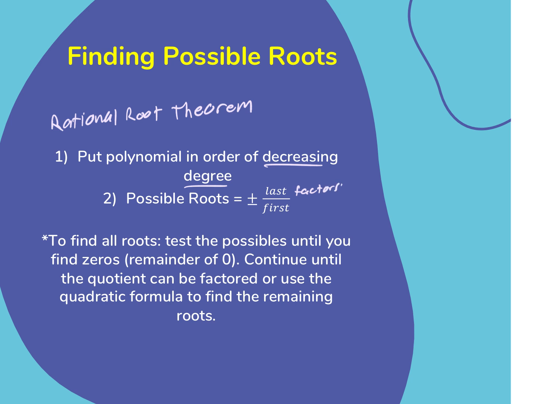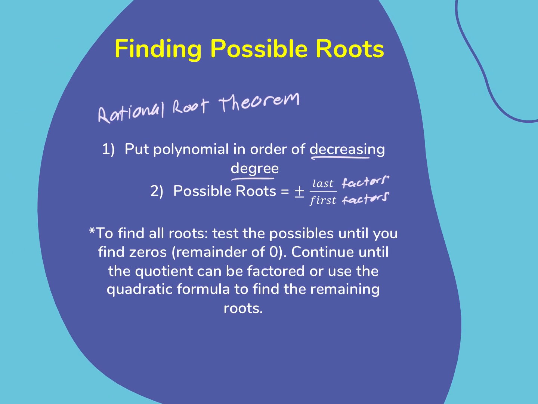So the last factors over the first factors, right? Meaning the last term over the first term. And then to find all of your roots, you're going to test all of your possibilities until you get a remainder of 0. And then you keep going until you can factor it by hand, or you can use the quadratic formula, right? And I'll show you what this means later on.